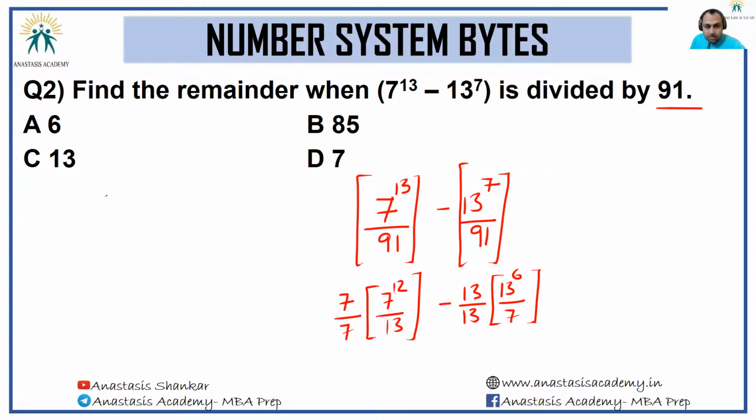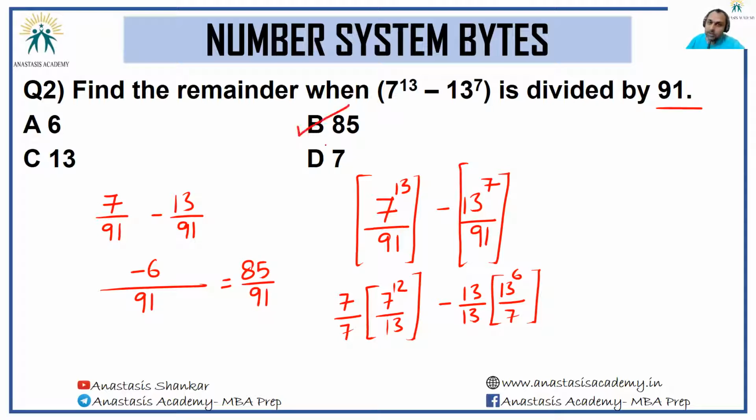So the first term turns to 7 by 91, and the second term turns to 13 by 91. Altogether, you are getting a remainder of minus 6 by 91. A remainder of minus 6 by 91 is as good as a remainder of 85 by 91. So the answer to the question has to be option B.